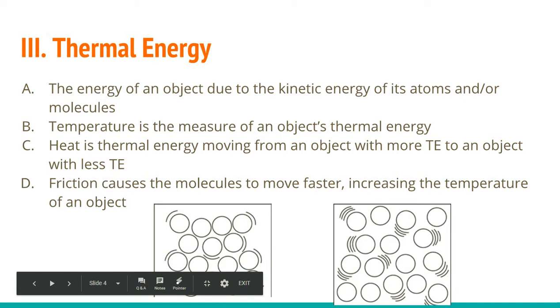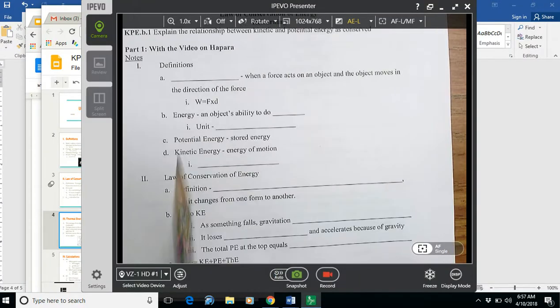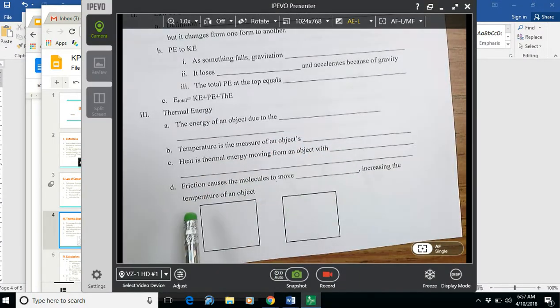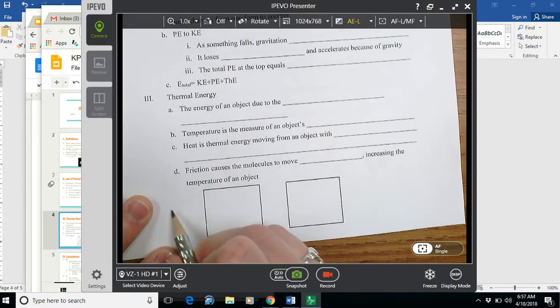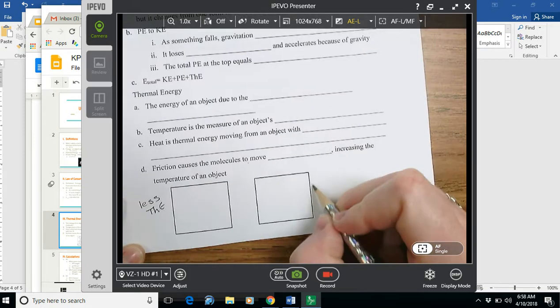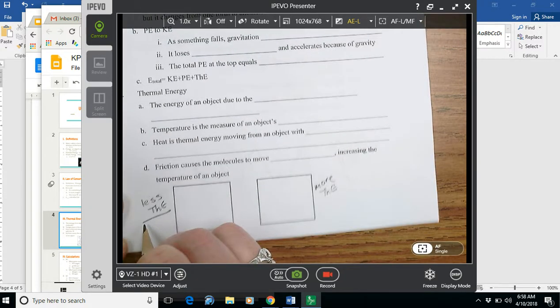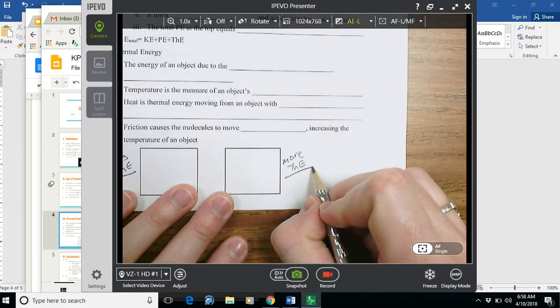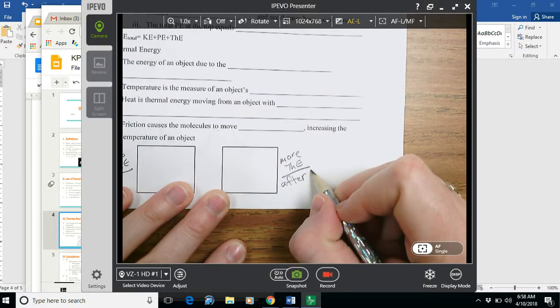So on your sheet, there's two boxes. I'd like you to draw these models. And in those models, I'd like you to draw the one with, and label it with less thermal energy, and more thermal energy. And you can label this one after the force of friction is applied.